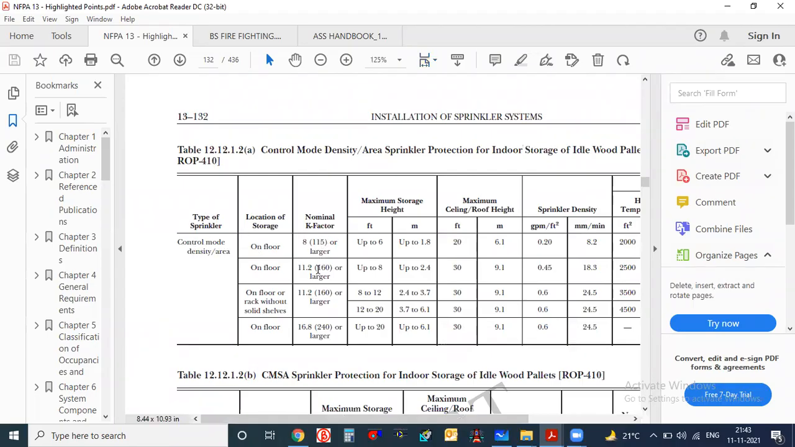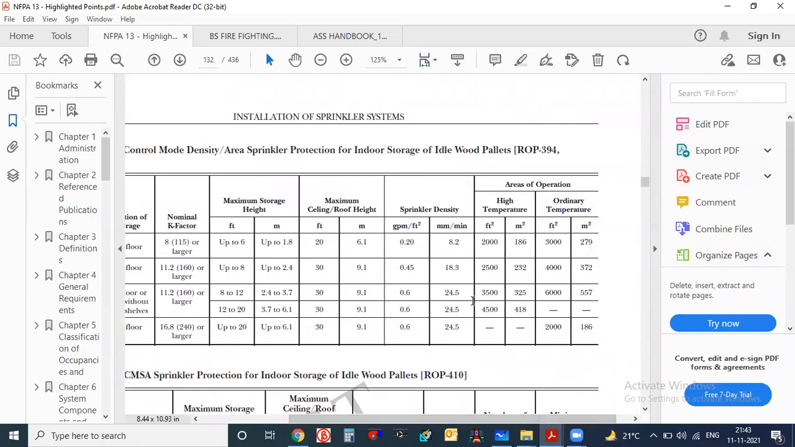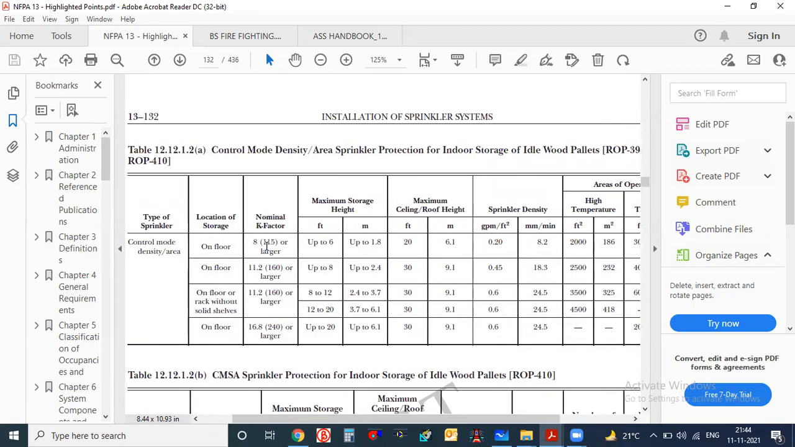Like what is the K factor we have to follow? Location of storage, on the floor or in the racks. Maximum storage height up to 6 feet, up to 8 feet, 8 to 12, like that. Maximum ceiling roof height. And the sprinkler density is also given. In the nominal K factor column, there is 8, bracket 115. What is the 115? Leave about 115. This is the K factor. 8, 11.2, 16.8. This is, I think, another conversion. Okay, we have to check this only: 8, 11.2 or 16.8.